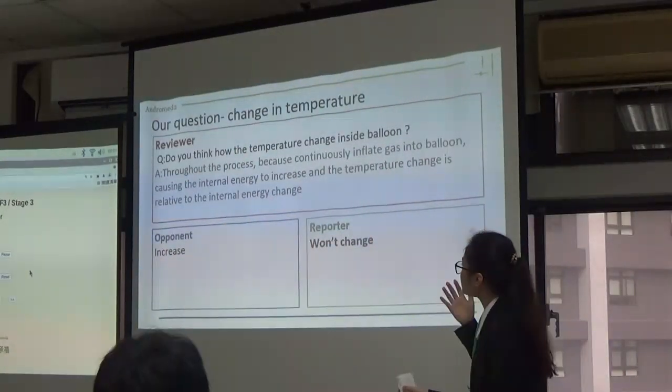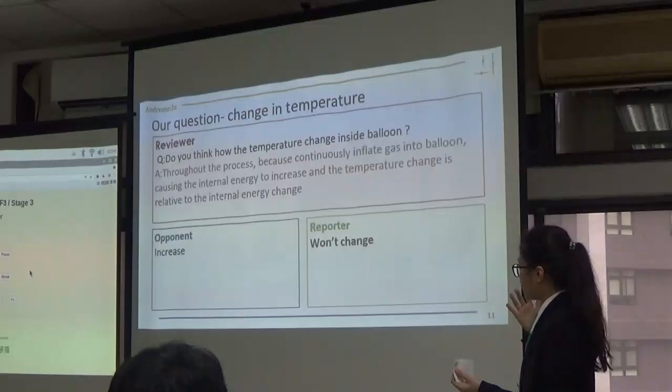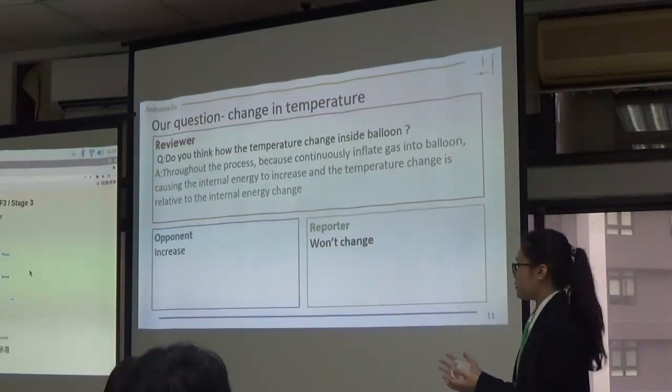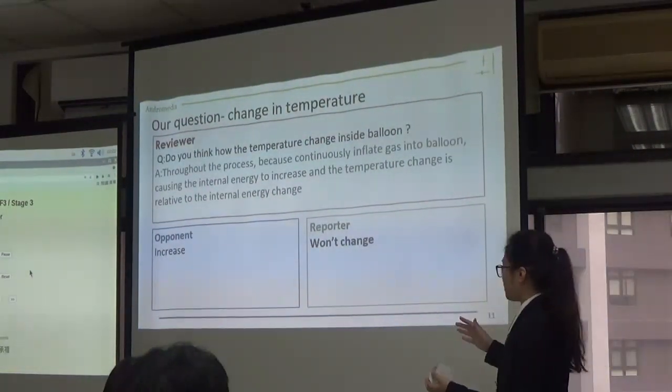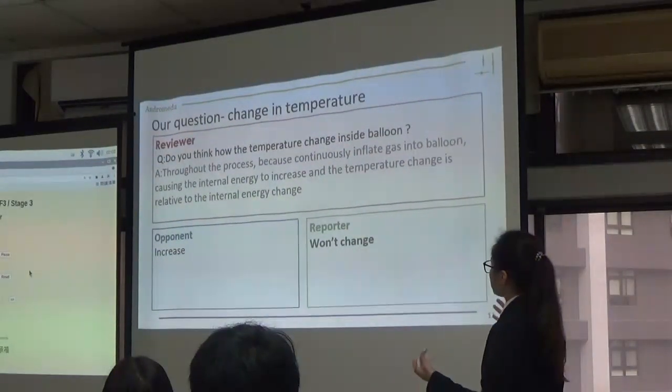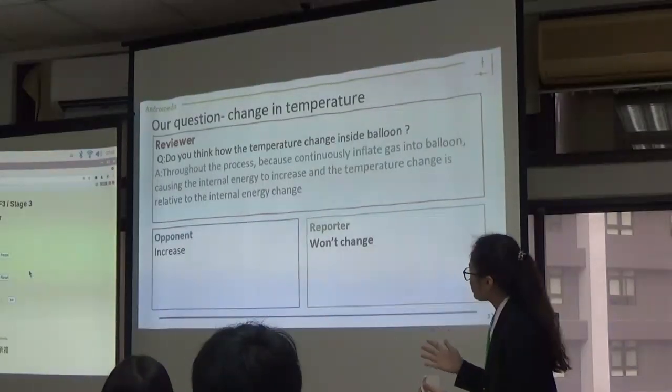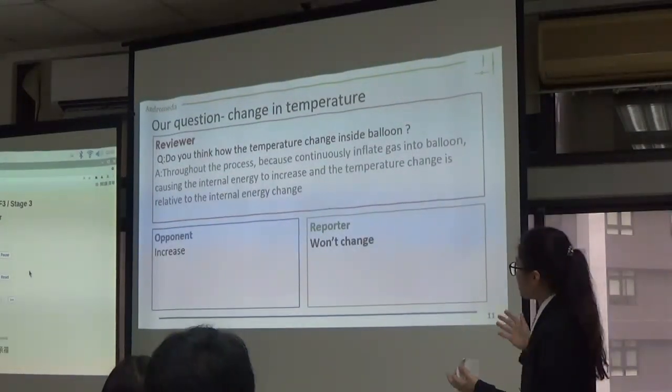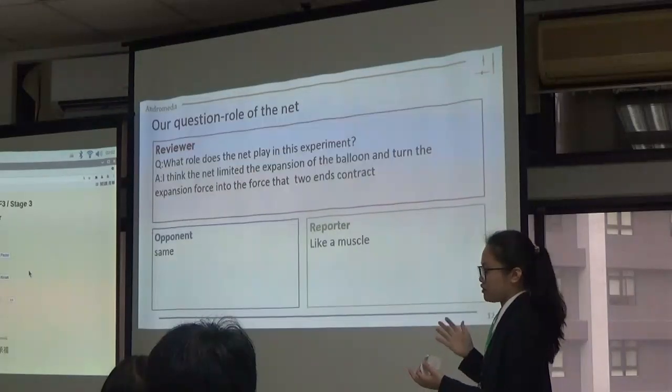And next, I asked, how do you think the temperature will change inside the balloon? The opponent said the temperature will increase, and the reporter said it won't change. However, I think that throughout the process, because gas is continuously inflated into the balloon, causing the internal energy to increase, the temperature change is related to the ideal gas equation.